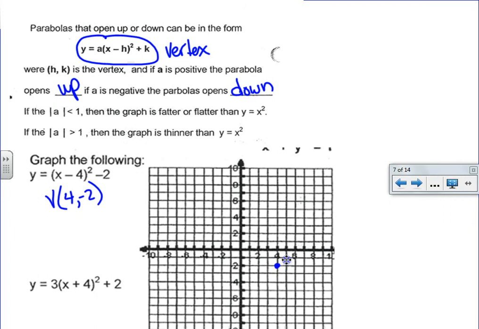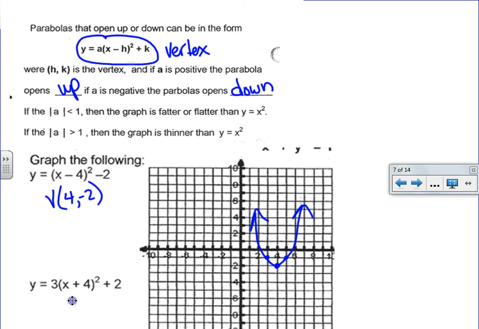If I go 1 to the right, that would be a 5. So think about plugging in a 5. 5 minus 4 is 1. 1 squared is 1. 1 minus 2 is -1. So I'm going to plot the point (5, -1), and then they always have symmetrical points on parabolas. I'm not looking for beautiful art here today.